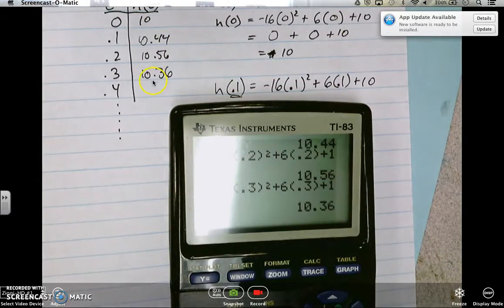So go ahead and finish up the rest of the first table, and then we're going to graph them. That way we can start analyzing the domain and range.